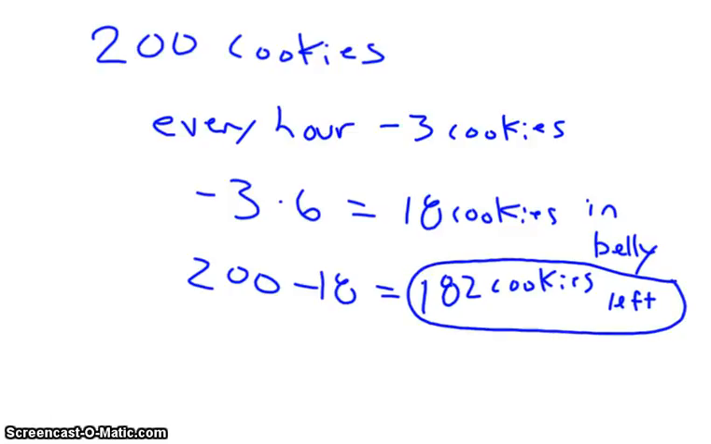So rate of change is, I see how long that's been happening. I knew I had negative 3 cookies because I ate 3. That means I lost 3. They're not with me anymore. And I did that for 6 hours, so I still have 182. Got enough for a couple more days.